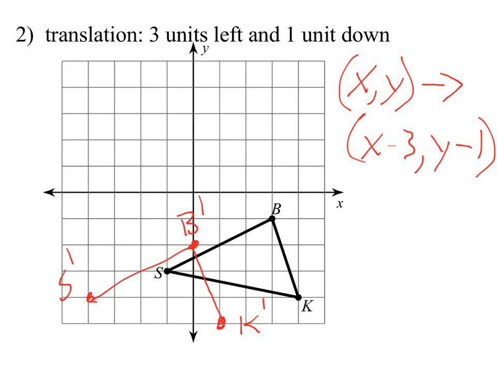Connect those up. And we're supposed to write down their coordinates. K is at 1, negative 5. B is at 0, negative 2. And then S is at negative 4, negative 4.